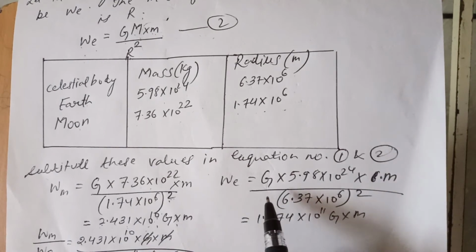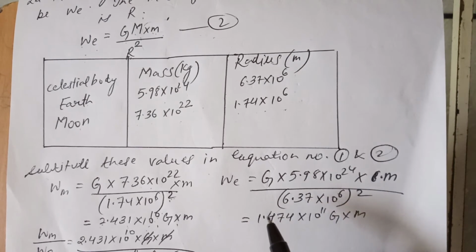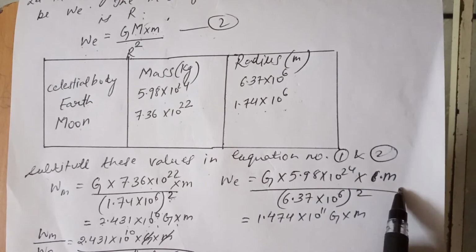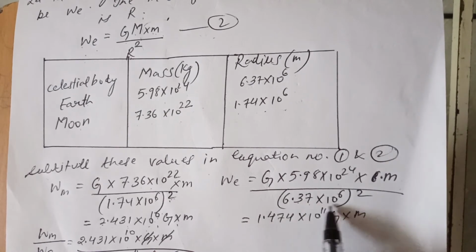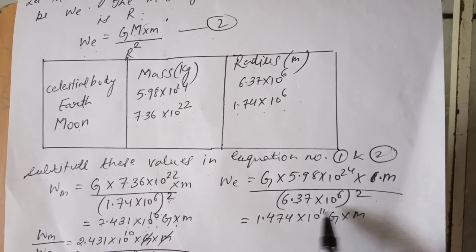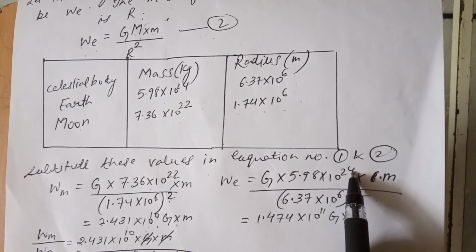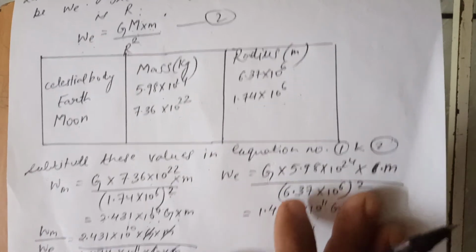Similarly, when you substitute the values in the second equation, that is We equal to G M m upon R square, G is written as it is, the mass of the earth is 5.98 into 10 to the power 24 into m, and m is kept as it is. The radius of the earth is 6.37 into 10 to the power 6, squared. Similarly here we get 10 to the power 12, so 24 minus 12 gives 10 to the power 12. On solving both parts, you will get 1.474 into 10 to the power 11, with G and m as they are.